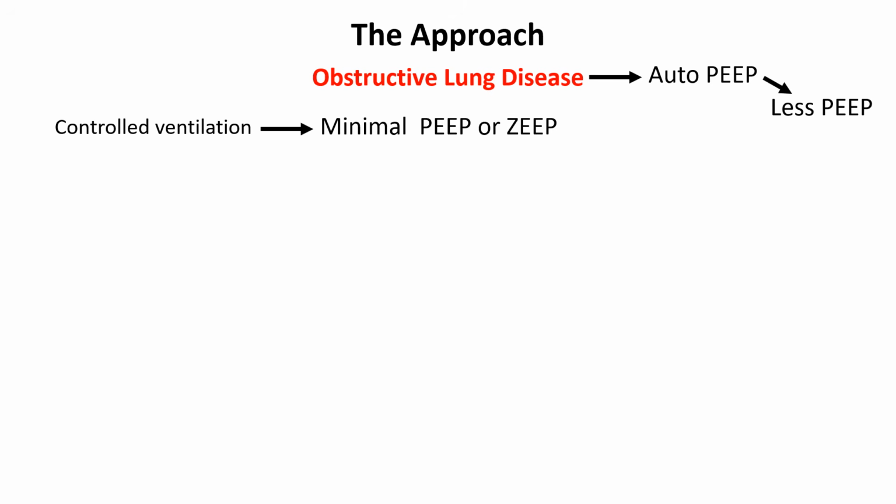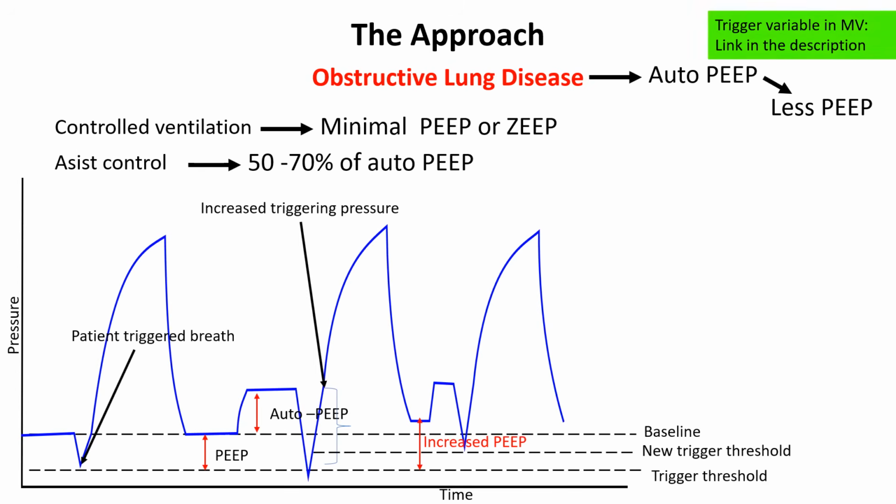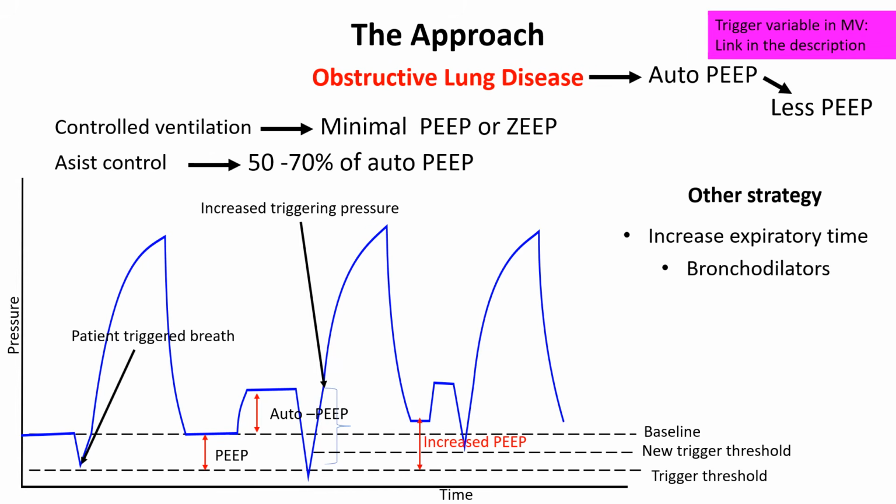If the patient is triggering breaths, external PEEP at 50 to 70% of the measured auto-PEEP can be applied to reduce work of breathing without worsening hyperinflation. In such a case, extrinsic PEEP elevates the baseline pressure and reduces the pressure needed to trigger the breath. Pause the video and try to understand how PEEP helps reduce the inspiratory pressure required to trigger a breath. Additional strategies like increasing expiratory time by reducing the respiratory rate can allow more complete exhalation. Bronchodilators can be used to decrease airway resistance, facilitating easier exhalation.